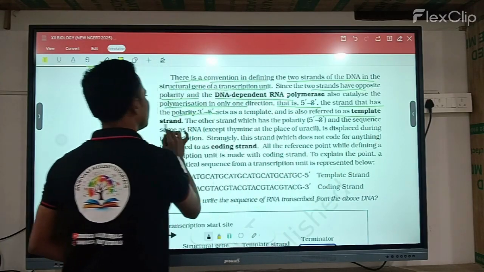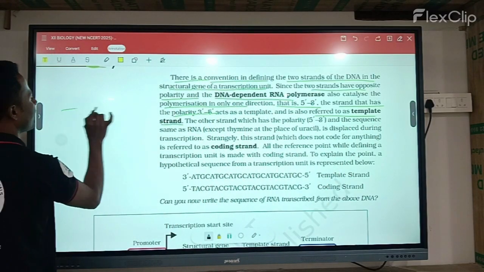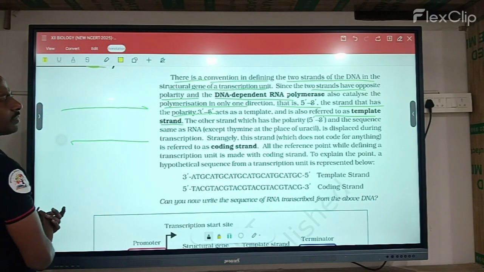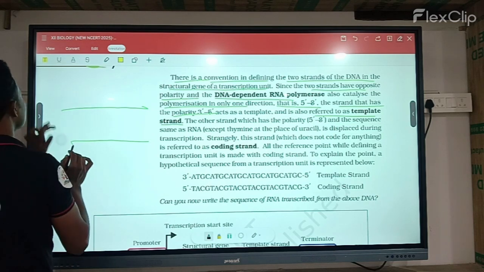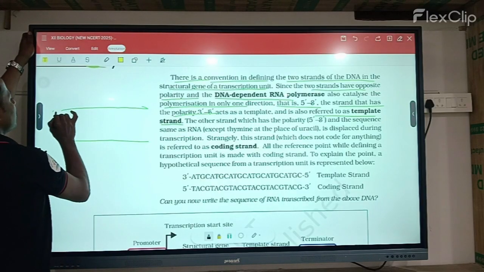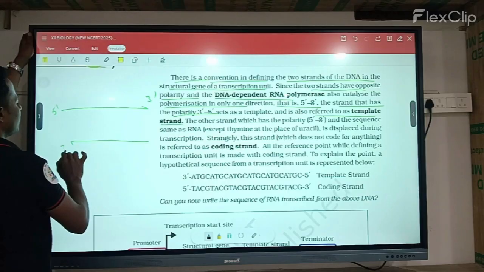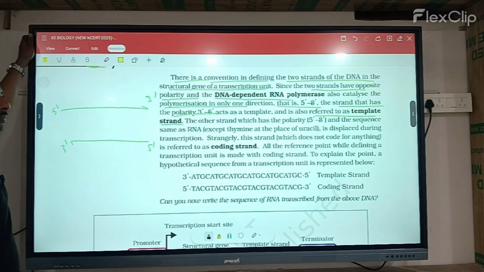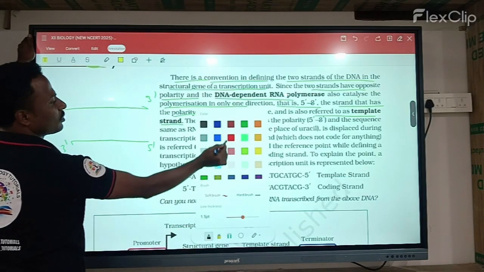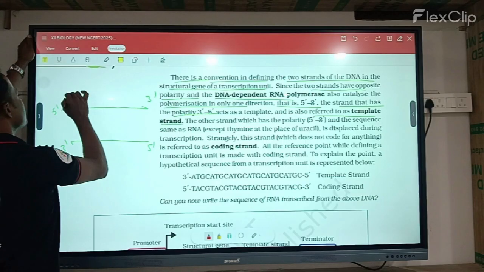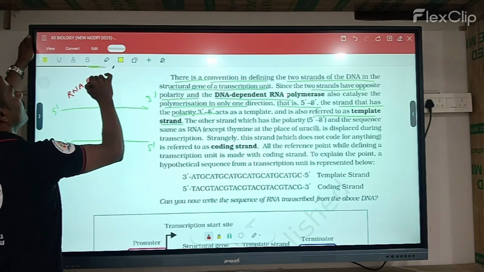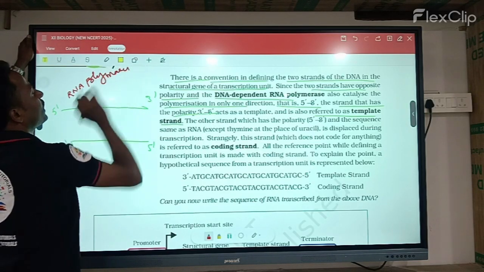That is the template strand. For example, when we take this one strand, the DNA template runs 5 prime to 3 prime and 3 prime to 5 prime. The catalyst involved here is the DNA-dependent RNA polymerase. The RNA polymerase enzyme participates in this process.